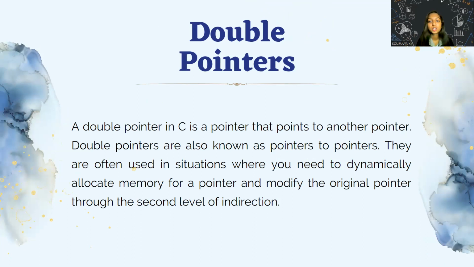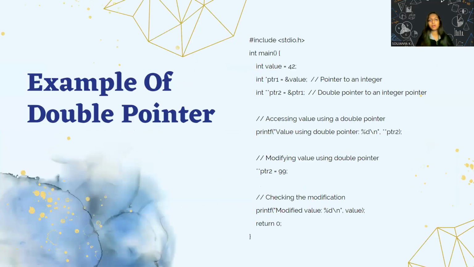They are often used in situations where you need to dynamically allocate memory for a pointer and modify the original pointer through the second level of indirection. Let's see an example of a double pointer. #include <stdio.h>, int main. The value is 42. Next, we declare pointer 1 to an integer and it equals &value. Then next, we declare another pointer 2, and we store the address of pointer 1 in that.